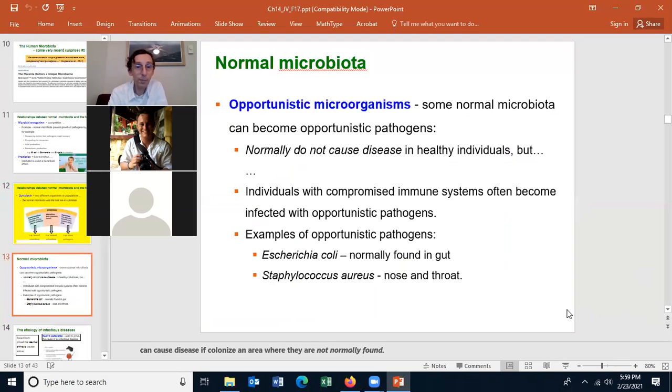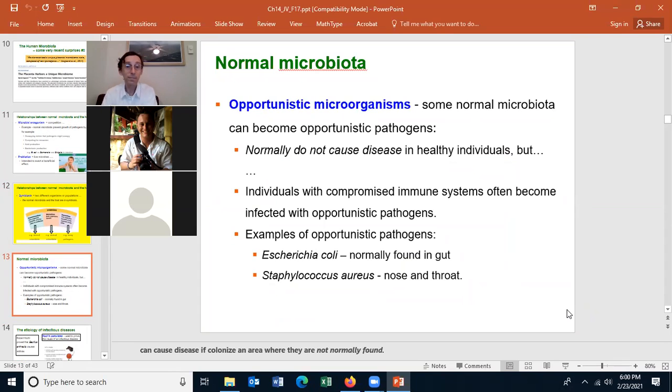So the normal microbiota do not normally cause disease, at least in healthy individuals. But sometimes the normal microbiota can cause disease. And if they cause disease, we tend to call it an opportunistic normal microbiota. An opportunistic microorganism is a bacteria, like the normal microbiota, that can become an opportunistic pathogen and cause disease.